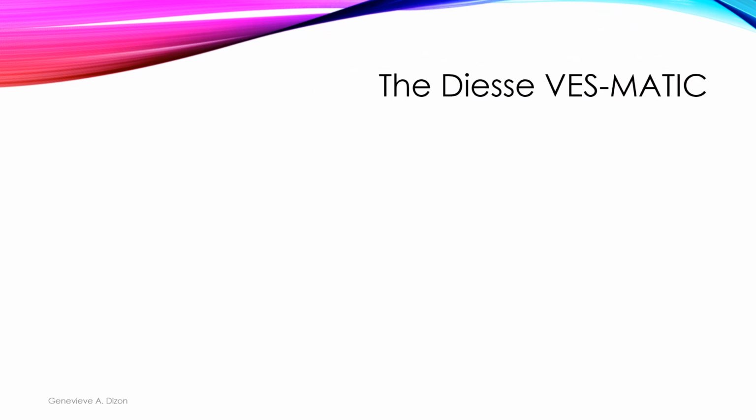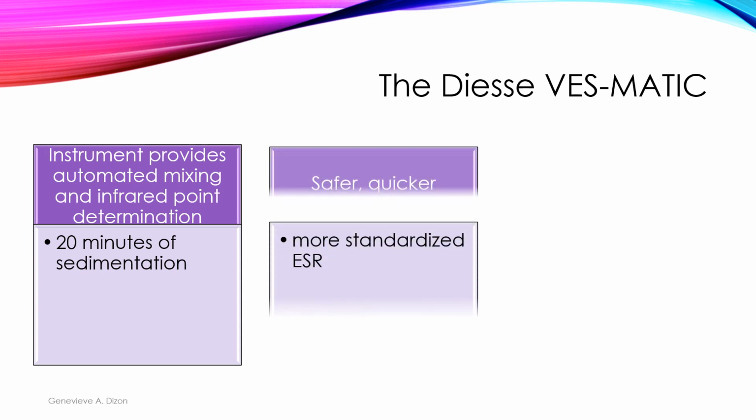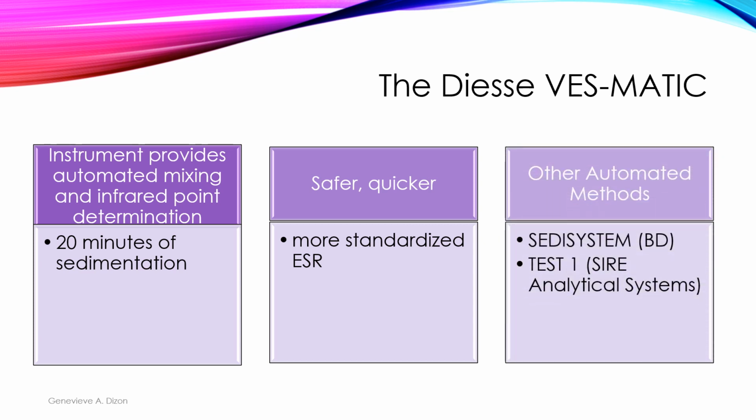One of the automated methods used for ESR determination is the Vestmatic. This is an instrument that provides automated mixing and infrared point determination. A sedimentation rate may be given in 20 minutes. This is considered as a safer, quicker, and a more standardized way of measuring ESR. Other automated methods that may be used are the SEDI system by BD and the Test 1 by Alifax, Sire Analytical Systems.